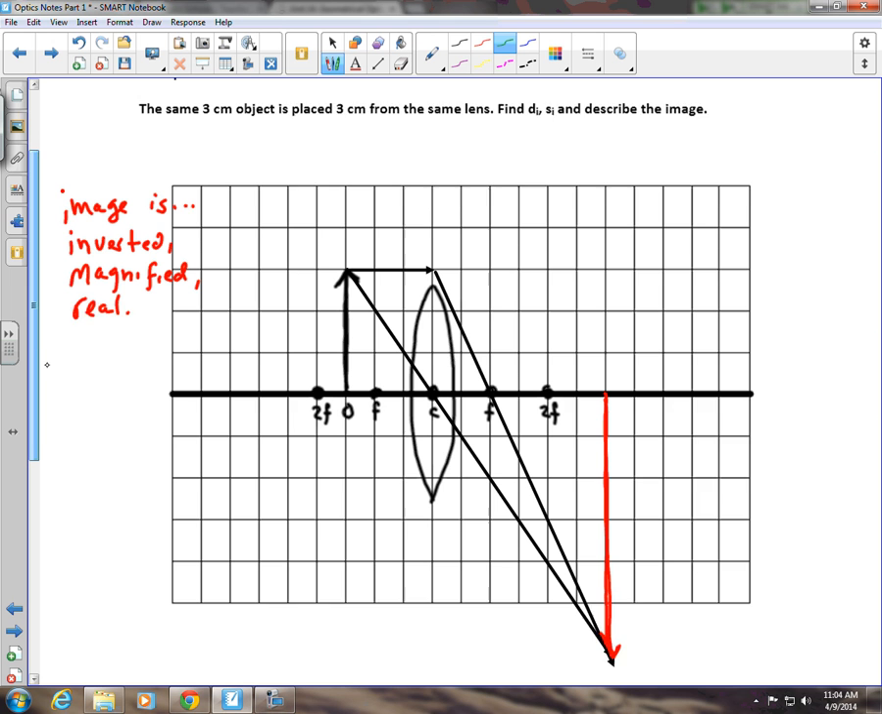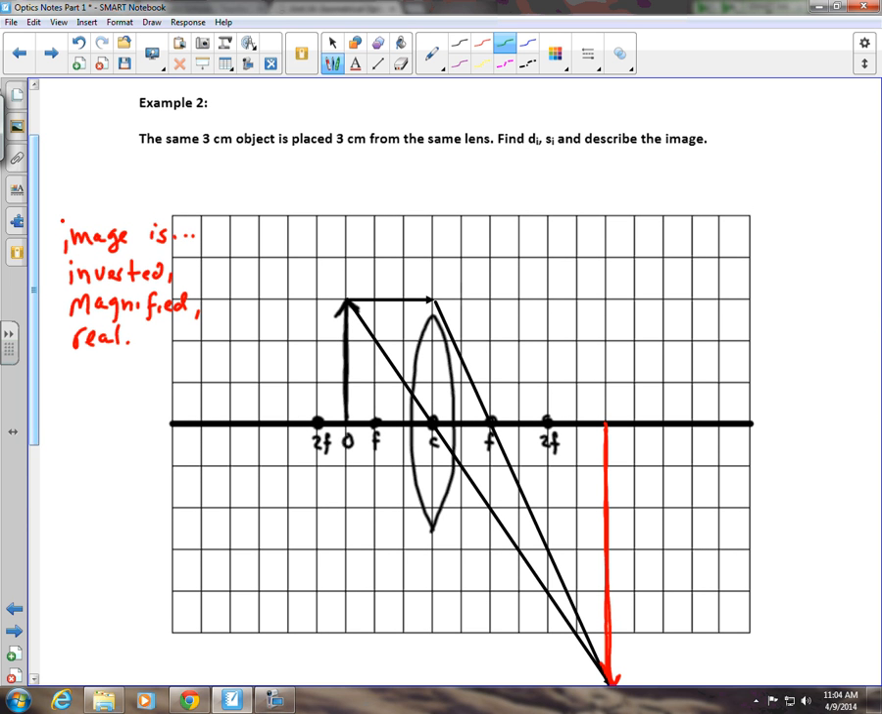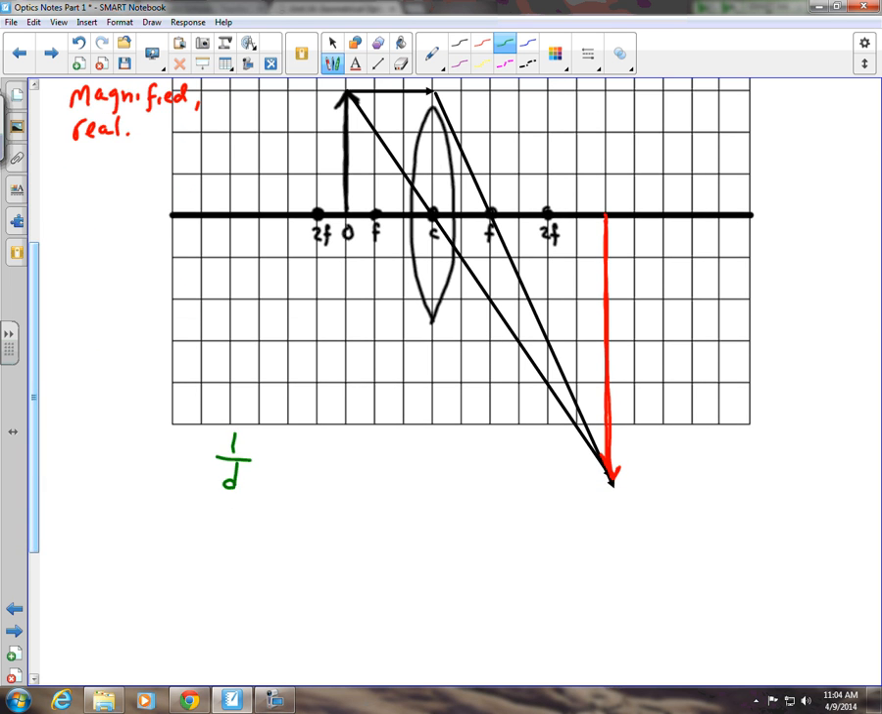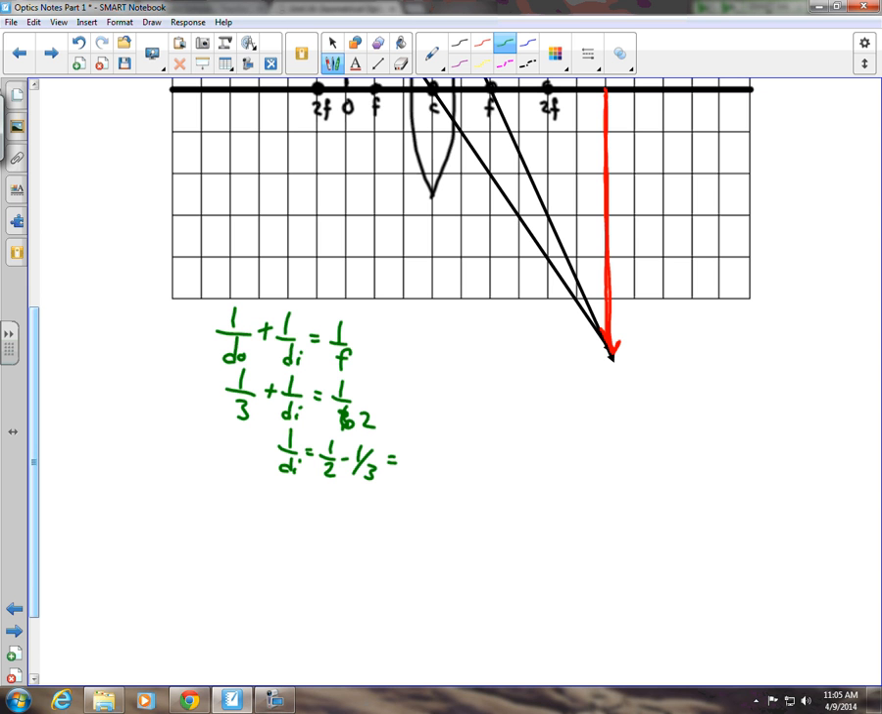So we'll do the next one. It's a 3 centimeter object, so that is the size of the object. It's 3 centimeters from the lens, that's the distance to the object. And remember, the focus for this one is the same lens, focus equals 2. So when I plug it into my equation, 1 over dO plus 1 over di equals 1 over f, so 1 over 3 plus 1 over di equals 1 over 2. 1 over di is 1/2 minus 1/3, because I'm going to subtract 1/3 from both sides. The common denominator is 6 again, so 3/6 minus 2/6 is 1/6. Take the reciprocal, and di equals 6 centimeters.